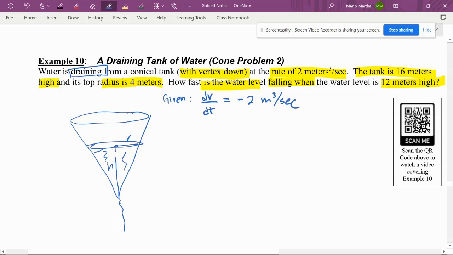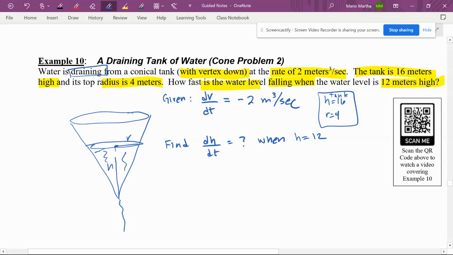And then they're also telling us that the full height of the tank is 16 meters, and the radius is 4 meters. That's just the tank. And they want us to find how fast the water level is falling when the water level is 12 meters high. So how fast is the height changing? dh dt equals something when h equals 12.